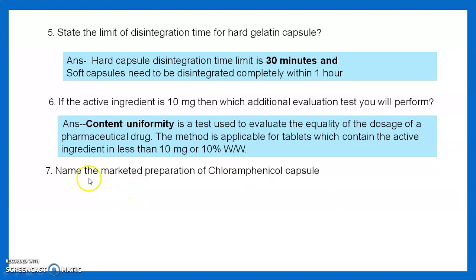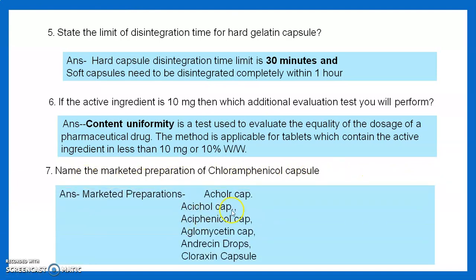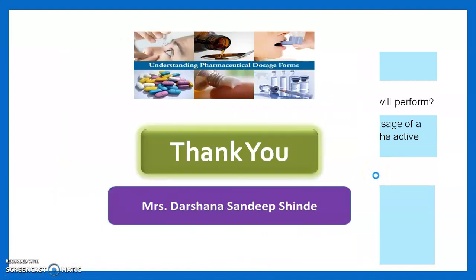Then the next question is, name the marketed preparations of chloramphenicol capsule. The marketed preparations available of this drug are Aclor cap, Acicrol cap, Aciphenicol cap, Aglomycetin cap, where cap means capsule, then Androcin drops capsule, then Chlorhexidine capsules. All different types of preparations of chloramphenicol capsule are available in the market.